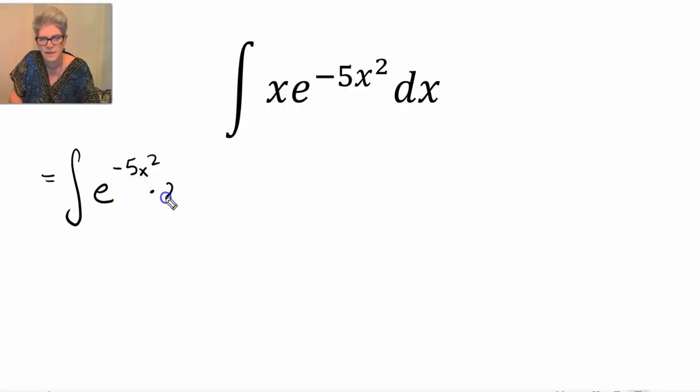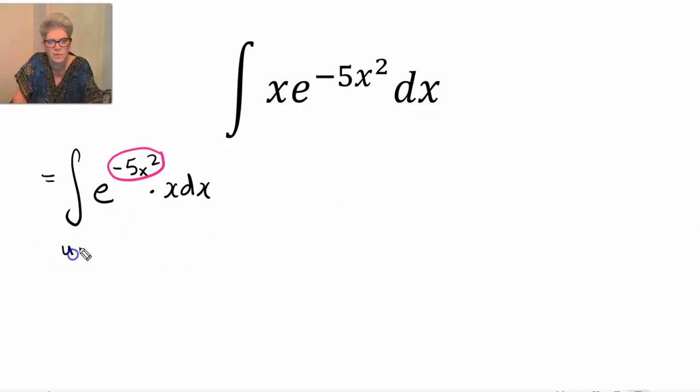Then times x dx. So that's how I'm going to rearrange it. Okay, so now I'm going to let u be all of that. We will deal with the -5. That's no big deal. So I'm going to let u be that. And now take the derivative of both sides. So the left side, the derivative with respect to u is just 1 du.